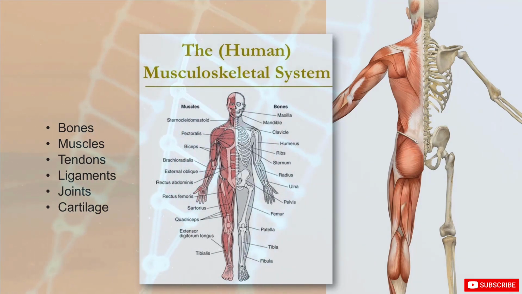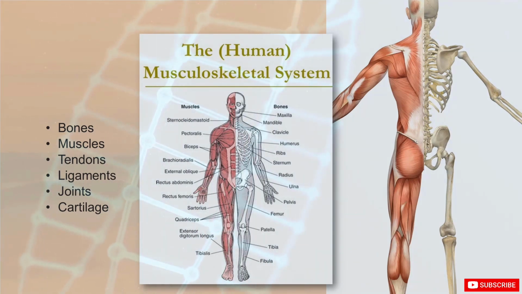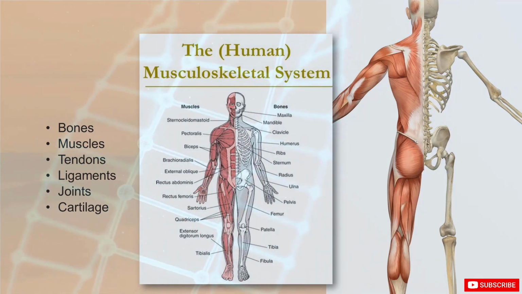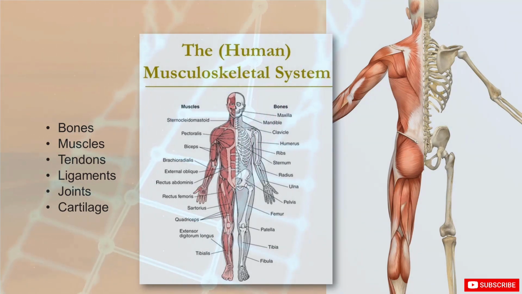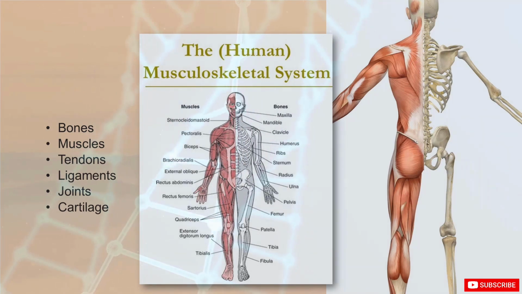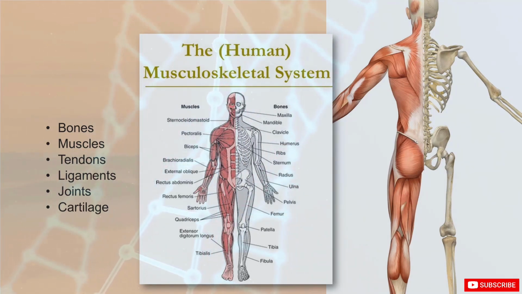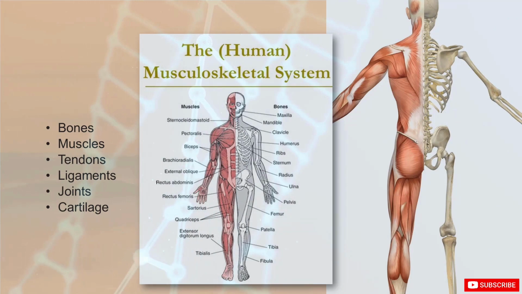Joints. Joints are the areas where two or more bones come together. They allow for various types of movement, such as hinge-like movements, like in the elbow, ball and socket movements, like in the shoulder and hip, and gliding movements, like in the wrist. Different types of joints accommodate different movements and play a crucial role in the body's range of motion.